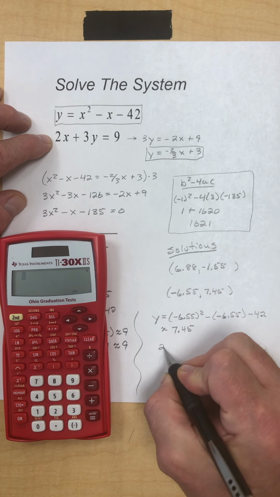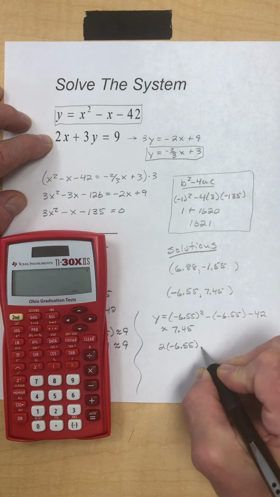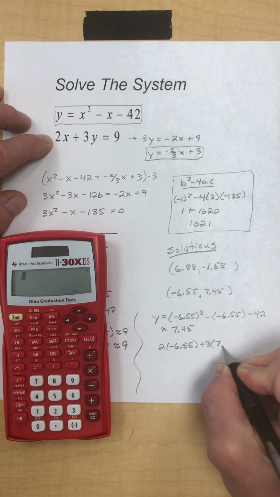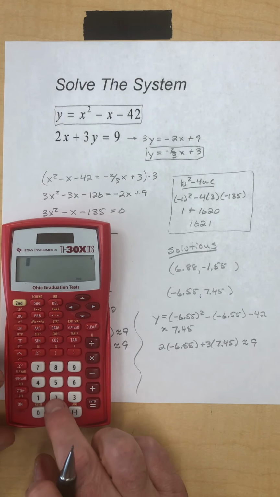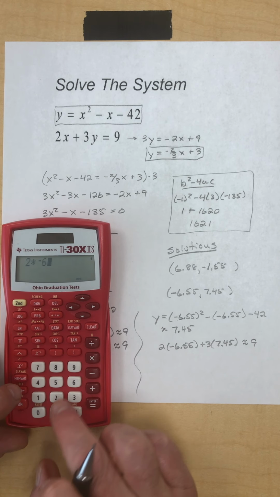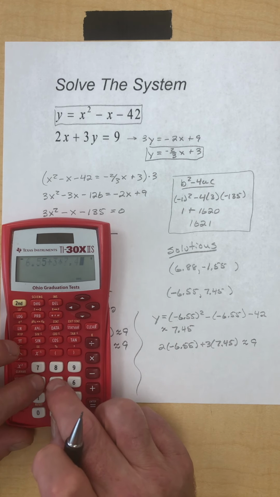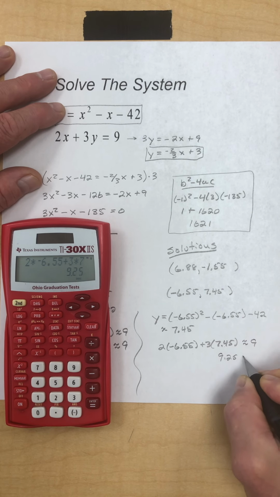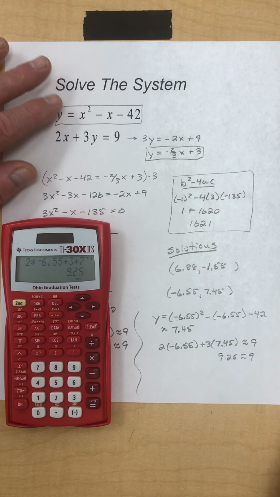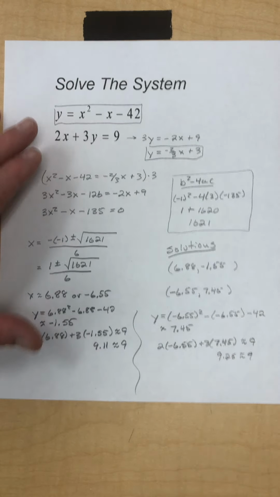Okay, so I have 2 times negative 6.55 plus 3 times 7.45. Is that roughly 9? Okay, so let's see what happens. 2 times negative 6.55 plus 3 times 7.45. I'm getting roughly 9.25. It's not perfect, but considering all the rounding off we've done, that's probably about as close as I'm going to get it. So here we go.